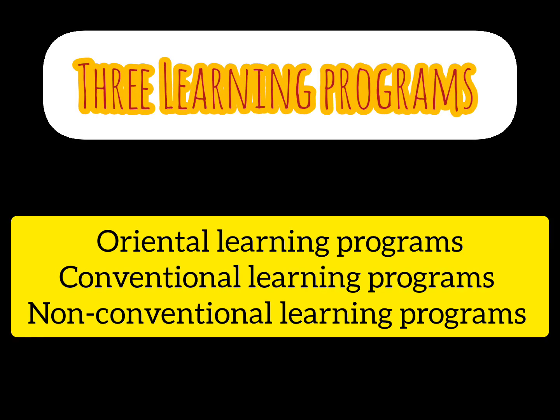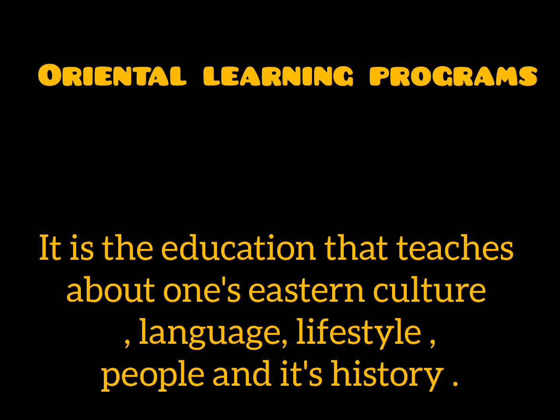So here we can see three learning programs in India. The first one is Oriental learning programs, the second one is conventional learning programs, and the third one is non-conventional learning programs. So now we are going to discuss these three types of learning programs. Learner, the first one is the Oriental learning program. So what do we mean by Oriental learning programs?